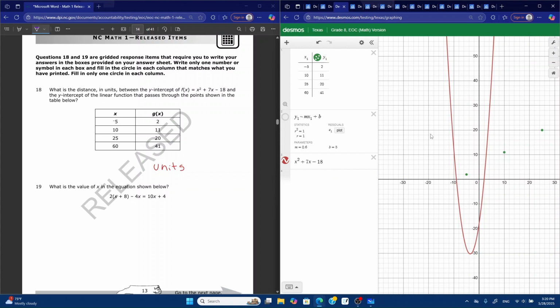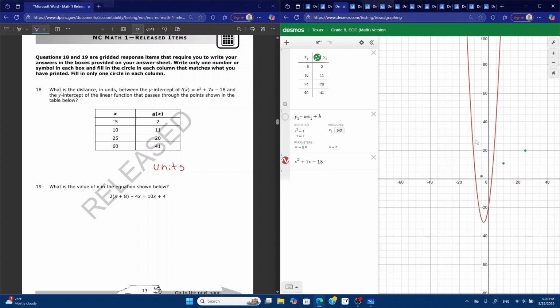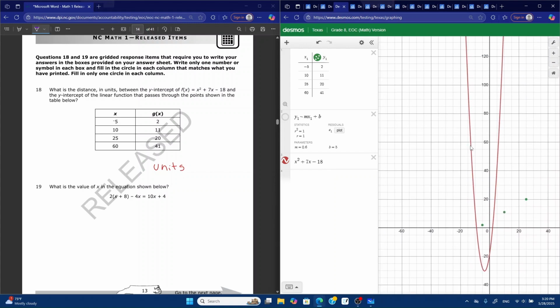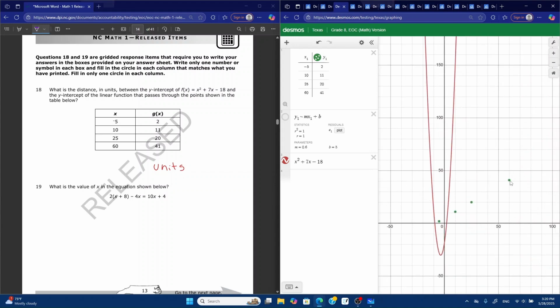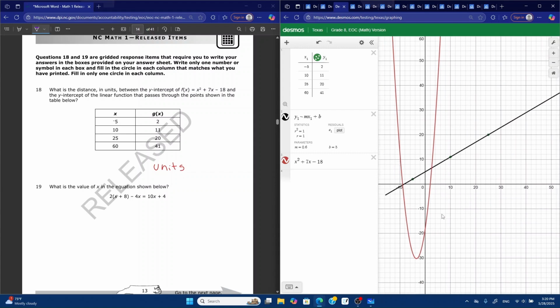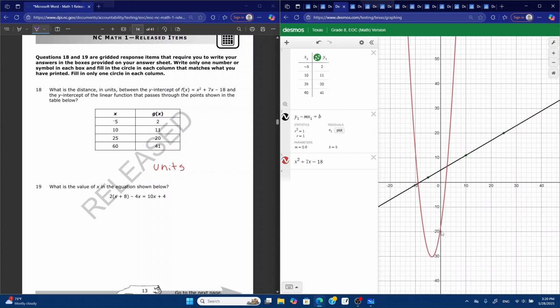So off the bat, when you do that, you're met with this quadratic curve and these little data points. The interesting thing about this is that to find the y-intercept of this table, you actually have to do a linear regression. So again, just do y1 tilde mx1 plus b, and you'll be good. So let's zoom in a little bit deeper here.